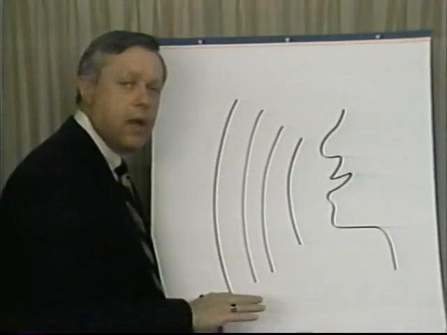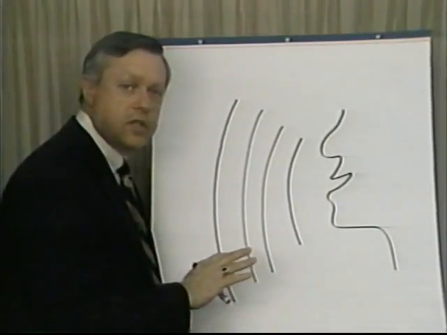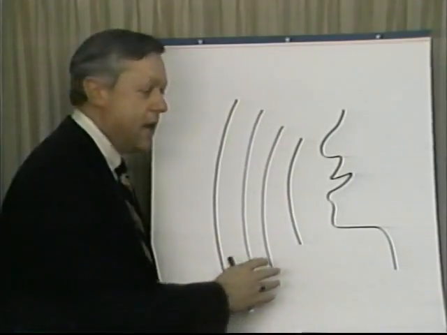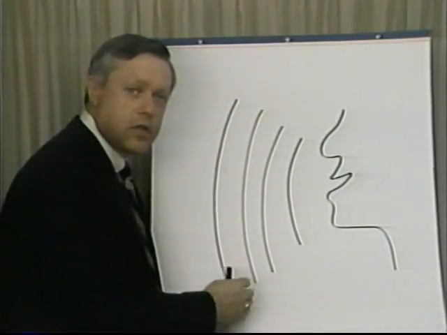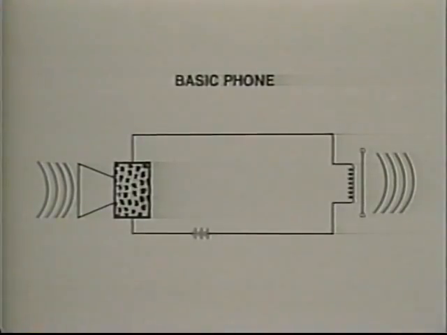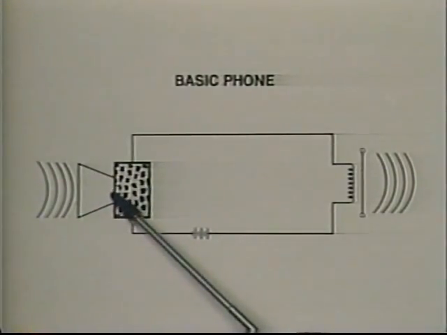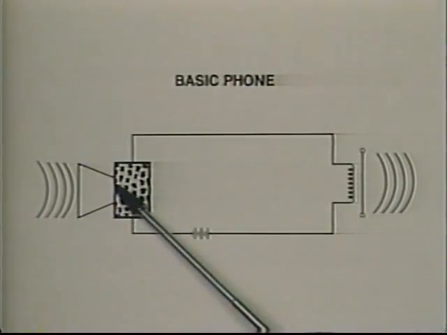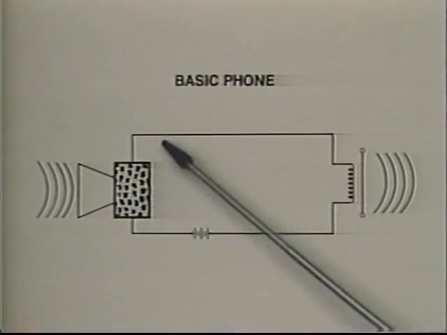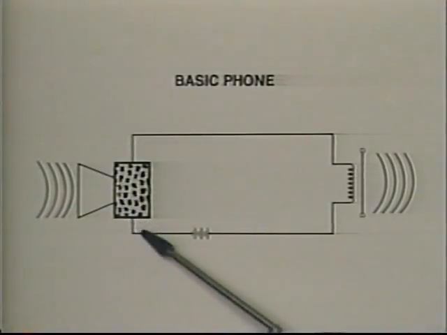We'll take a look now at a basic telephone such as Alexander Graham Bell built and how it performs all of these functions. In the basic phone, there's a box at one end that's filled with carbon granules. When the airwaves come in, they strike a metal plate here which moves in and out with the vibrations, causing the carbon granules to be squeezed together. This changes the amount of current flowing through the box.